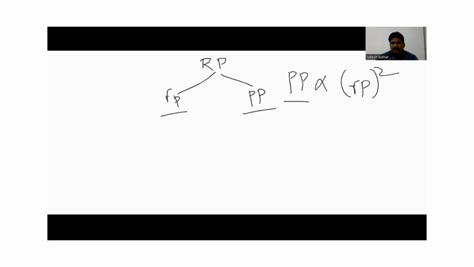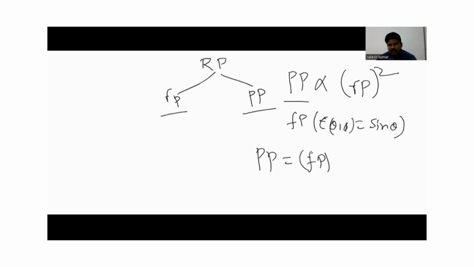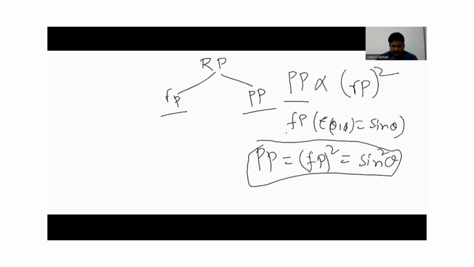For example, if the field strength pattern is E of theta, phi equal to sine theta, then the power pattern is simply the field pattern squared. So what is its value? The power pattern is sine square theta. Very, very important. So this is the relation: if the field pattern is sine theta, then the power pattern is sine square theta.